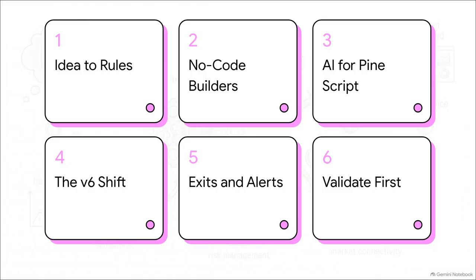To bridge that gap, here is our roadmap for today. We'll start with moving from idea to rules, explore no-code strategy builders, test out AI for Pinescript, navigate the Pinescript version 6 shift, secure our trades with dynamic exits and alerts, and finally, wrap up with validate before you trade.